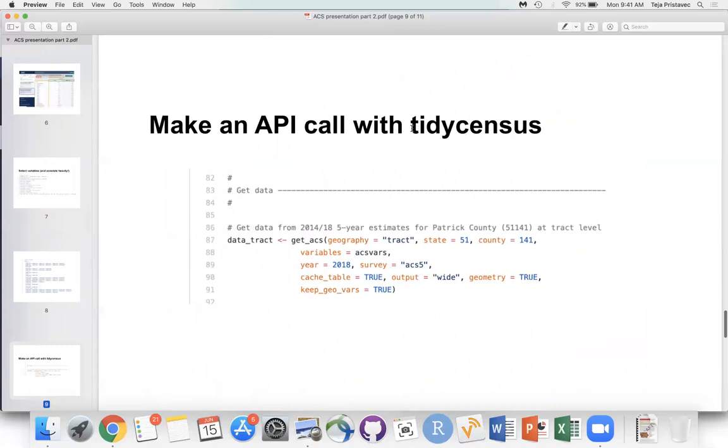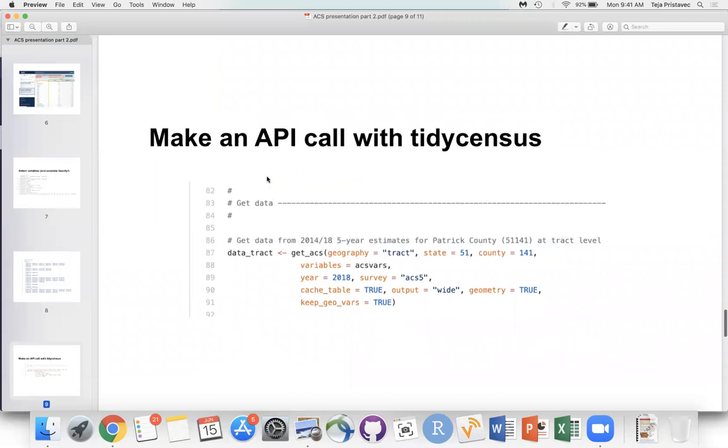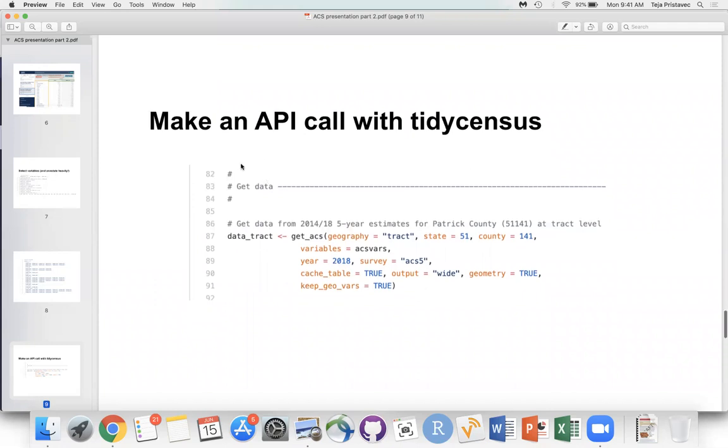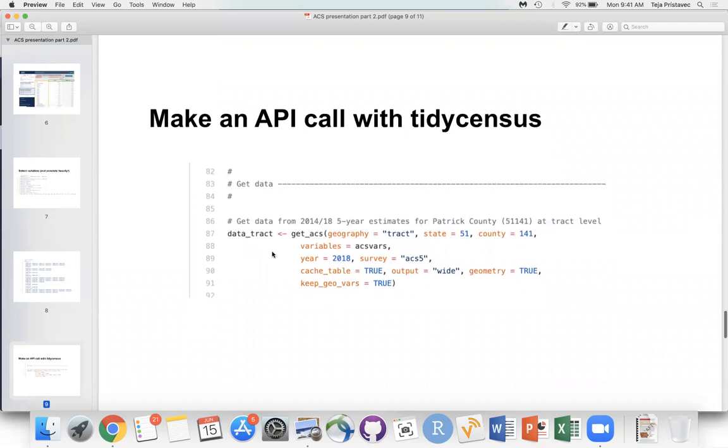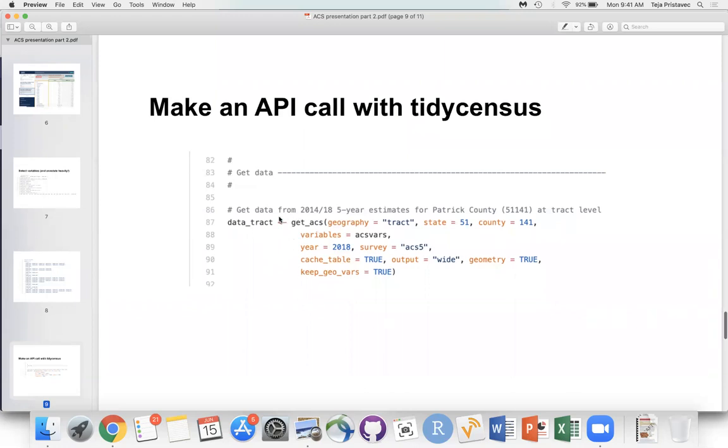So before you can use tidy census, you're going to have to register for a census API key. If you just Google, create census API key, it's a form with 2 fields. You submit your email and you get your key, and that's it. But just so you know, because I think there's a slide that I should have included on that I don't have here, but I'll put it in the notes. And then I'll say, okay, this is what the typical call looks like.